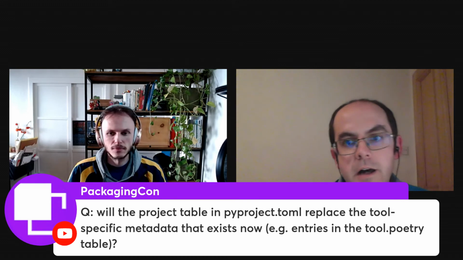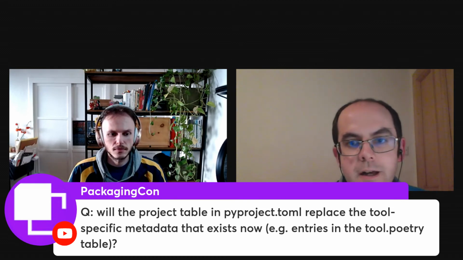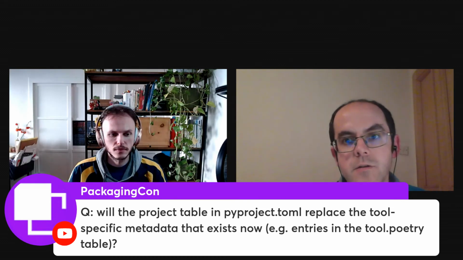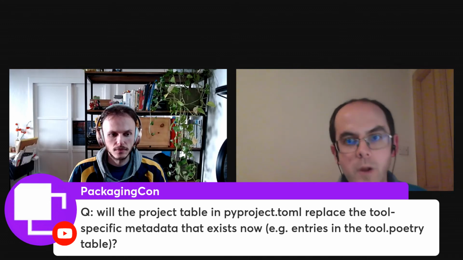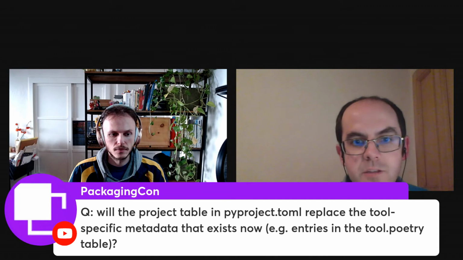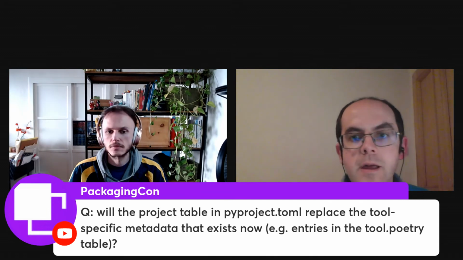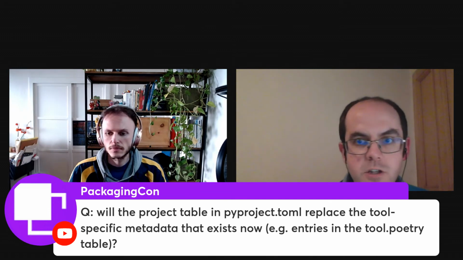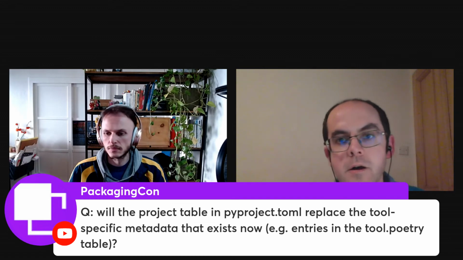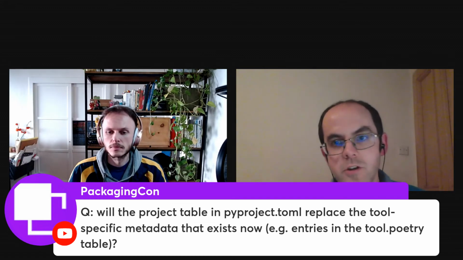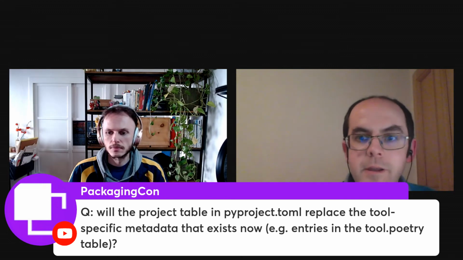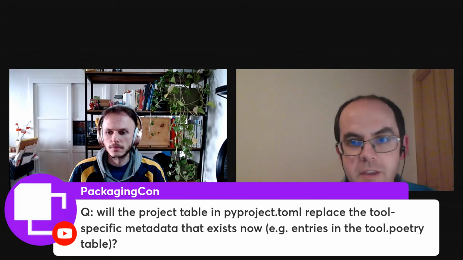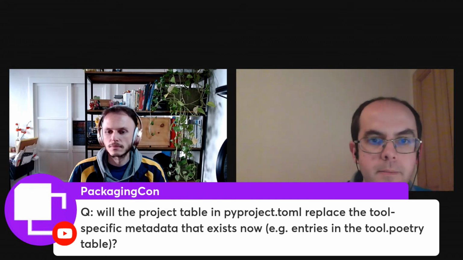I think that's the idea, and certainly for Flit, that's what I'm doing, that the tool.flit.metadata table will over time go away and be replaced by this project table. It's up to each packaging tool like Poetry what they want to do with that, whether they support both indefinitely, whether they even support the new one at all. But I think that's probably the direction we're going to go in.